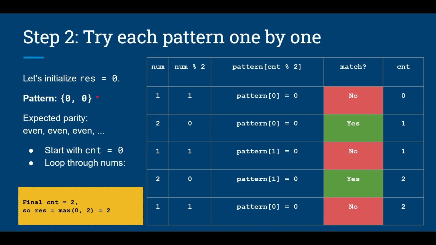Because this is the 0 0 pattern, the pattern will have count, and we take the mod 2. You will get the value. So what will we get at pattern index 0? 0. Pattern at 0 is 0, like that.